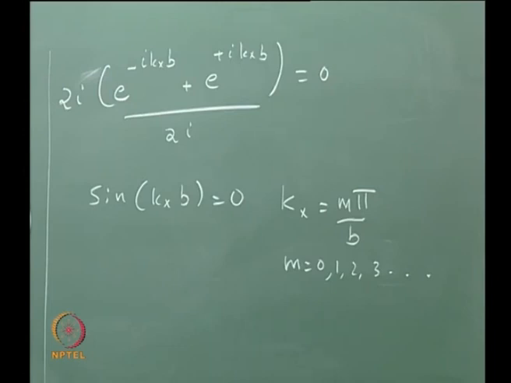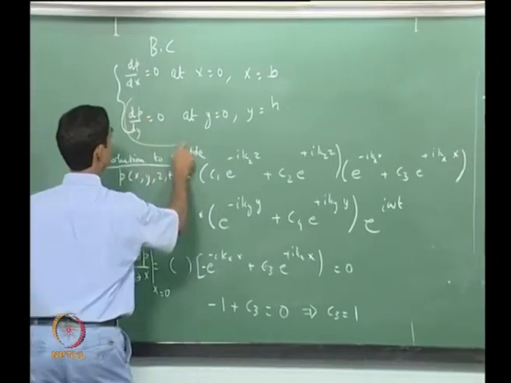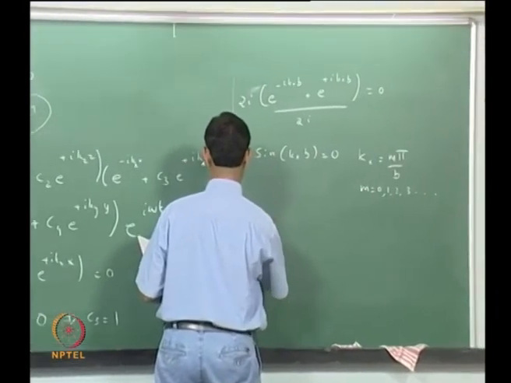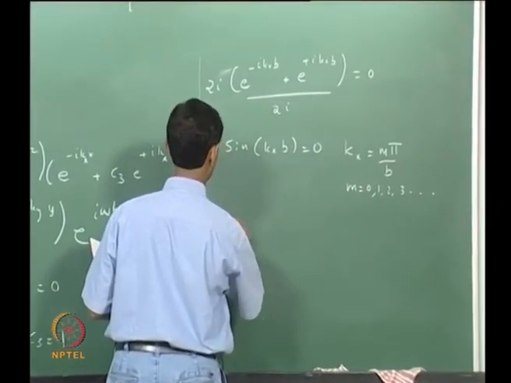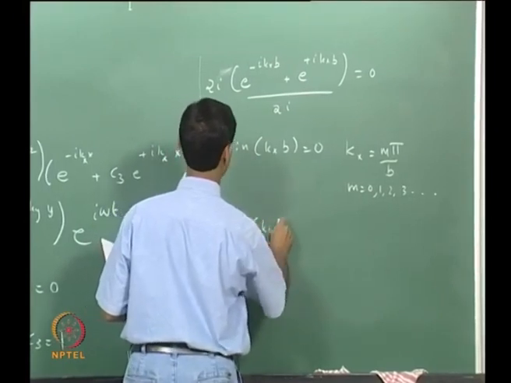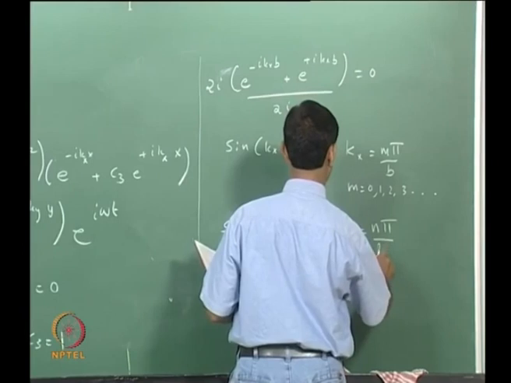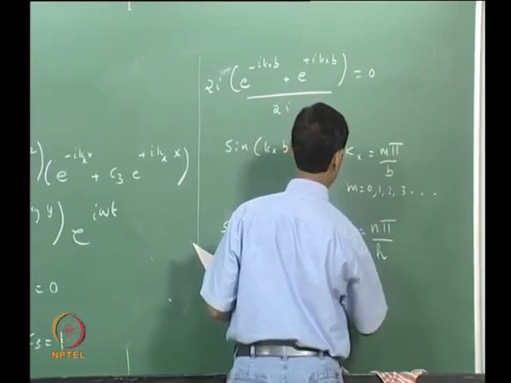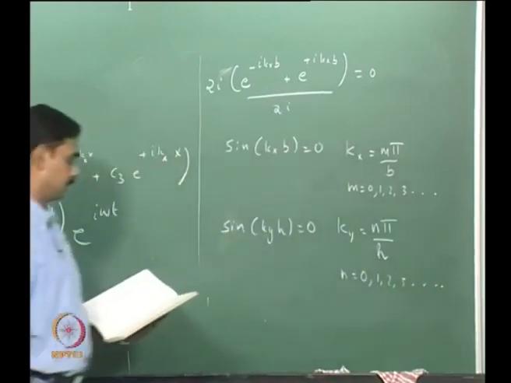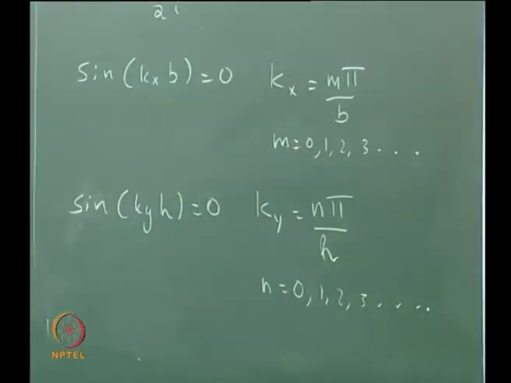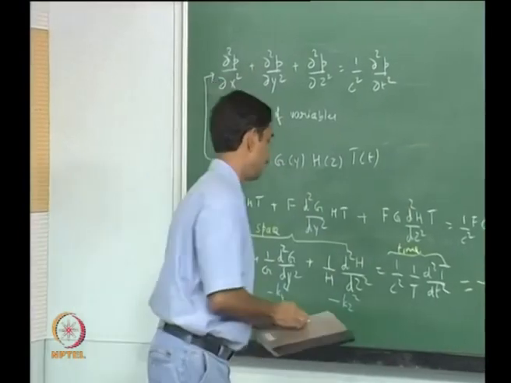So, similarly, if you apply the second boundary condition, you will get sin ky into h equal to 0, and you should get ky equal to n pi over h, and n equal to 0, 1, 2, 3. You can work it out, it should work out exactly the same way. So let us write the final solution.